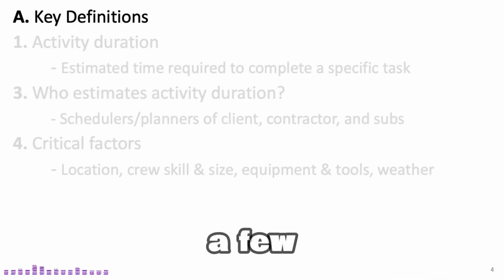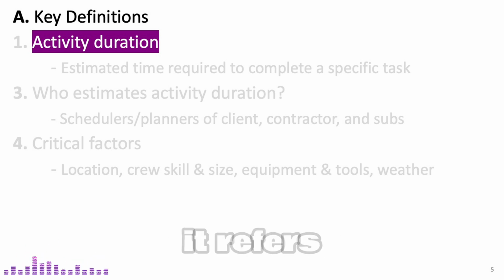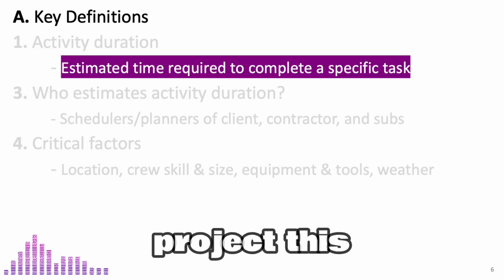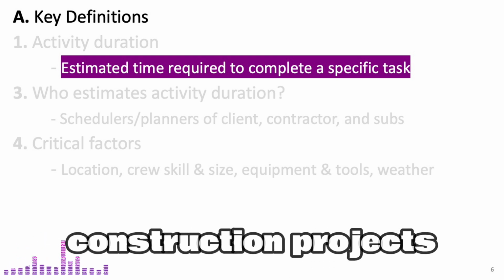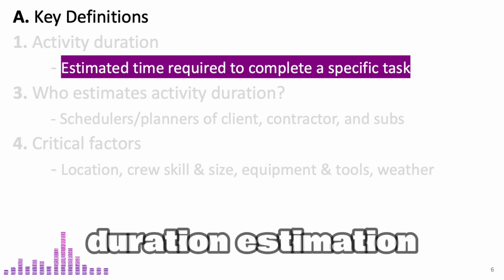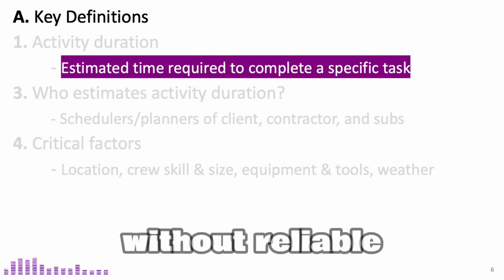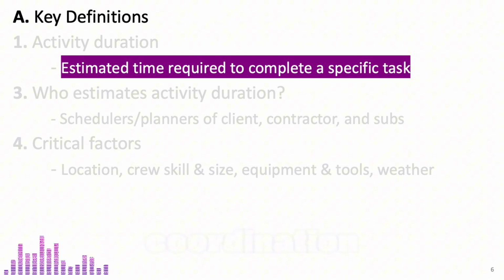Now, let's go over a few key definitions. First, what is activity duration? It refers to the estimated time required to complete a specific task within a project. This estimate is a critical input for scheduling, particularly in construction projects. Accurate activity duration estimation ensures that projects are completed on time and within budget. Without reliable estimates, projects are at risk of delays, increased costs, and poor coordination.